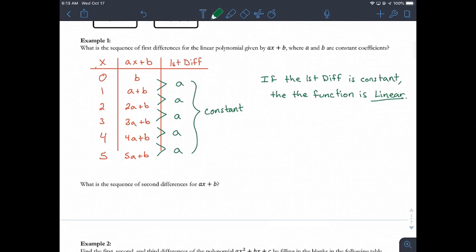But what about the second differences of ax plus b? Well, we notice that the first differences are all a. So if I was to find the second difference for a linear polynomial, then what we would have is a minus a, and that would be 0. So anytime you go past that constant difference, everything after that will be 0. All right.